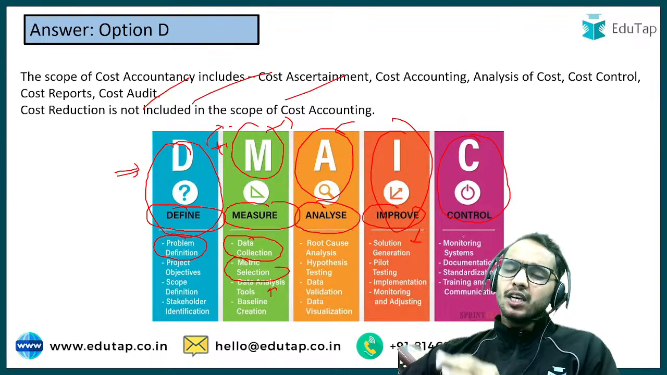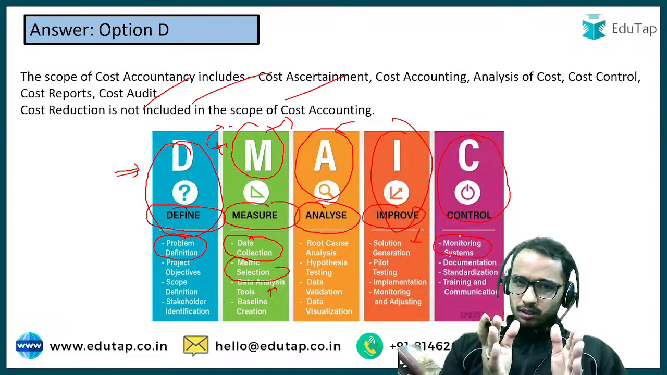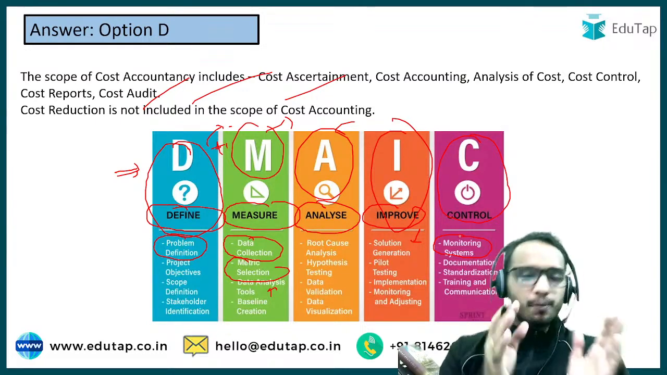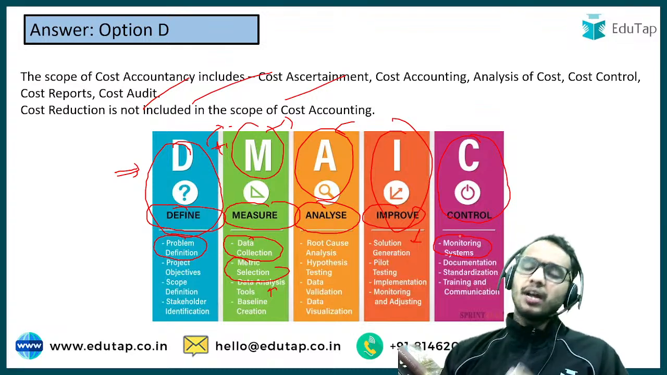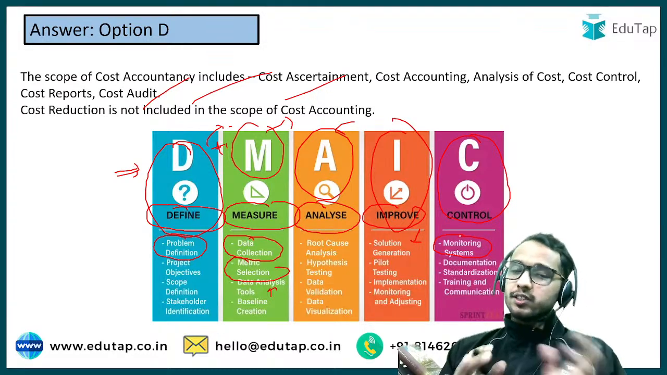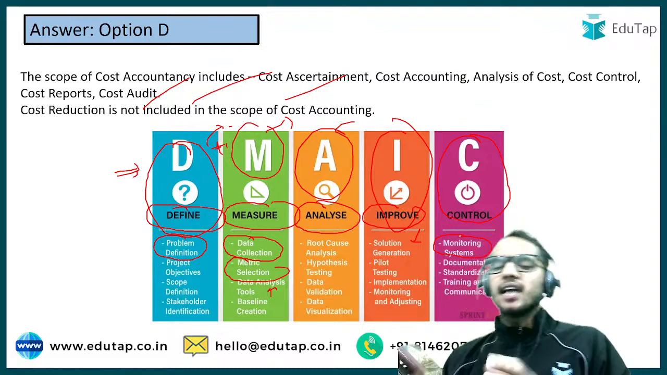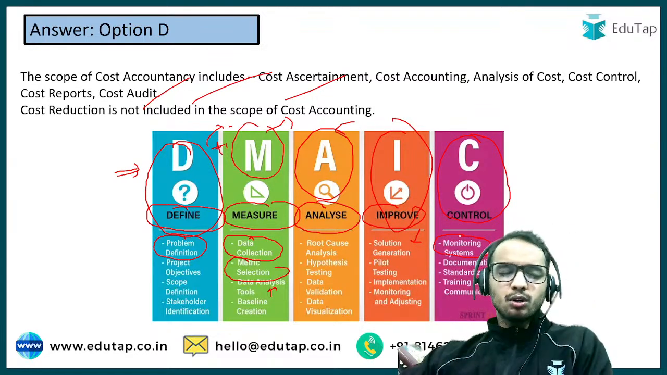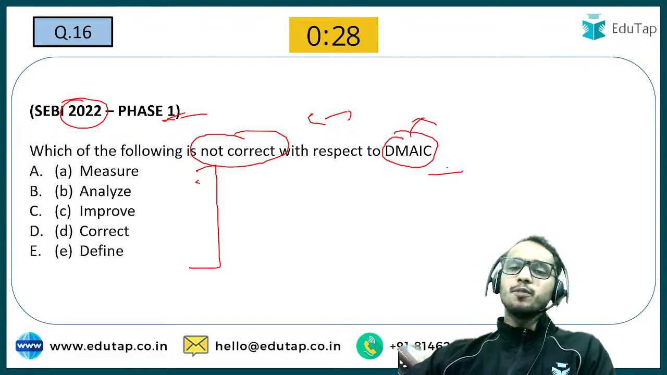Control means whatever solution you have provided, you have to continuously monitor that, so that it is in control, it should be standardized, or it should be continuously improved. That's why it is control. Understood? So the question says, which of the following is not correct with DMAIC?